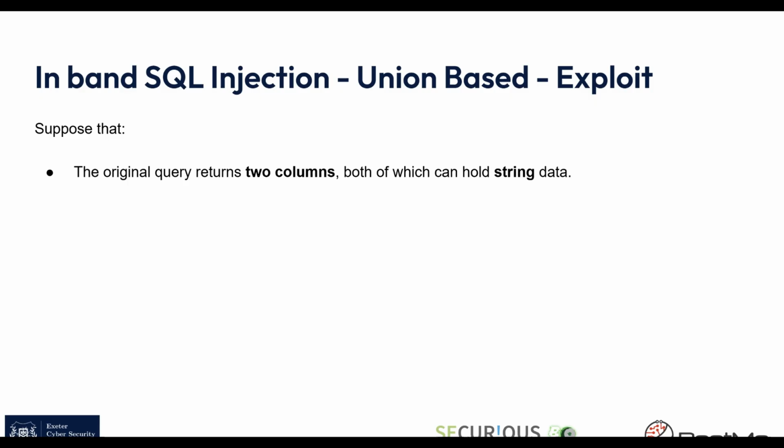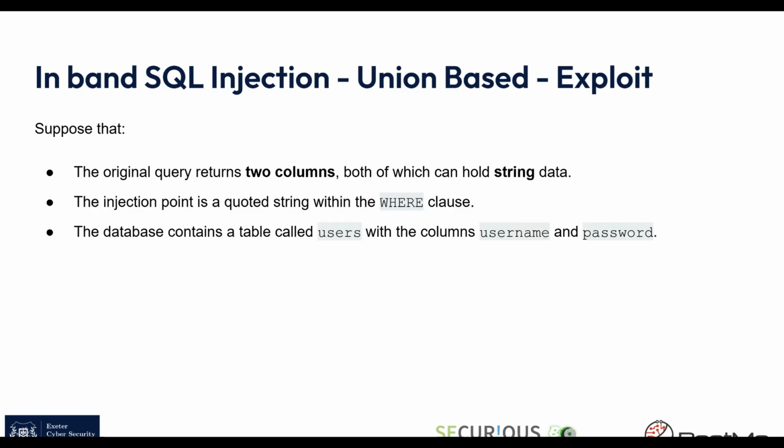Now, quick question. Suppose that the original query returns 2 columns, both of which can hold string data. The injection point is a quoted string within the where clause, so you need to have a bit of knowledge about SQL structure. And the database contains a table called users, with the columns username and password. Retrieve the contents of the users table by submitting the inputs. How could I submit? What input could I submit? Does anyone have an idea?